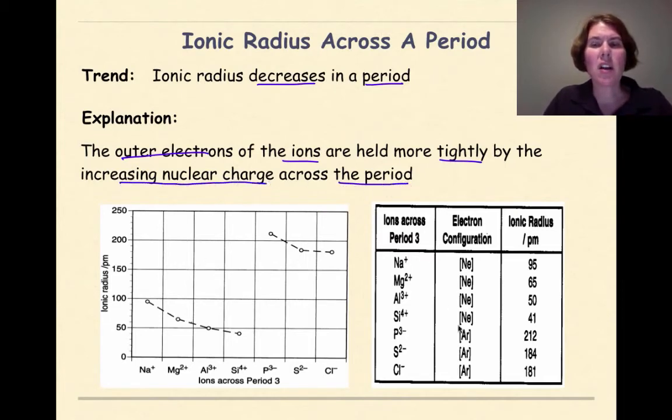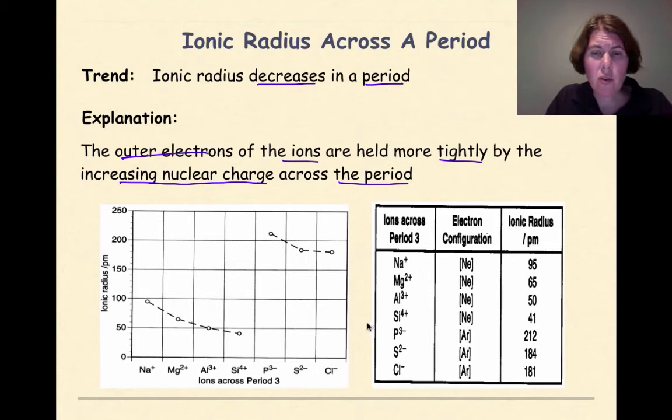So if we start off by looking at this data right here, one thing that you need to keep in mind is that when you look at ionic and atomic radius trends across a period or down a group, you really need to separate them in your head between metals and nonmetals.